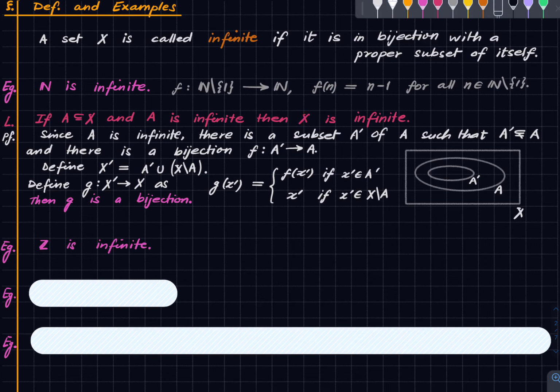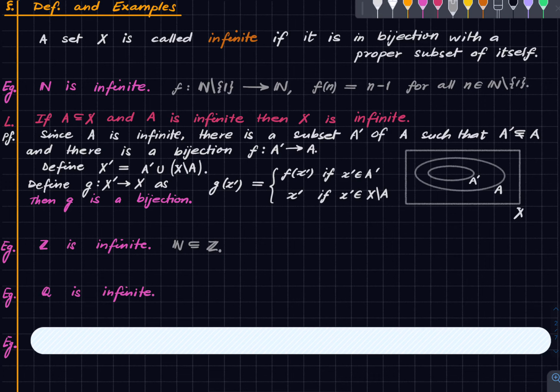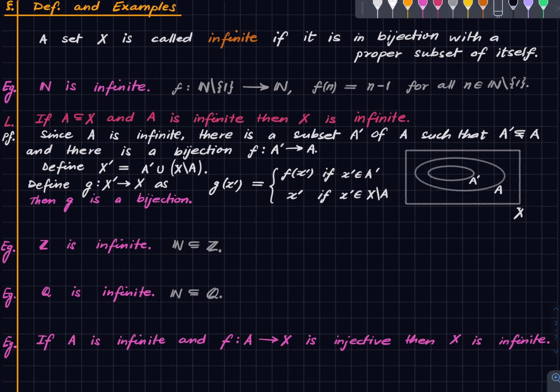So this allows us to say that the set Z of all the integers is also infinite because it contains the set of natural numbers. We just showed that natural numbers are infinite, and anything that contains an infinite set is also infinite, and therefore the set of integers is infinite. Similarly, the set of rationals is infinite because rationals also contain natural numbers.